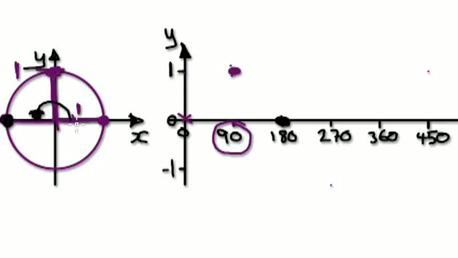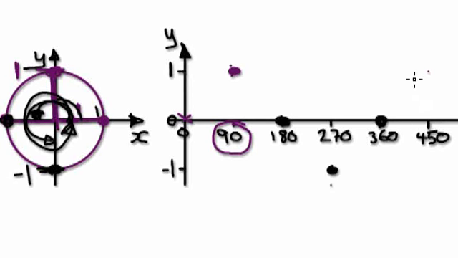Then as it moves around, this is 270. When it's here, the height is negative 1. So at 270, the height is negative 1, so it's here. And when it's 360, the height is back to normal. The height at 360 is like the height when theta is 0, so 360 is like 0. So it's right here, and then the cycle goes back again.